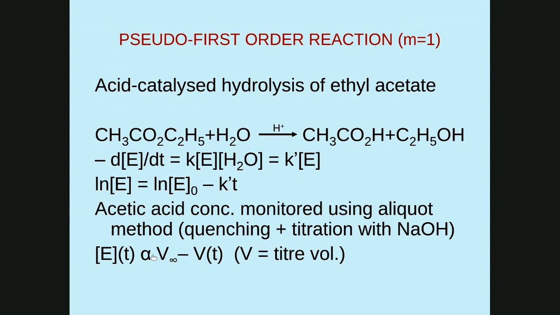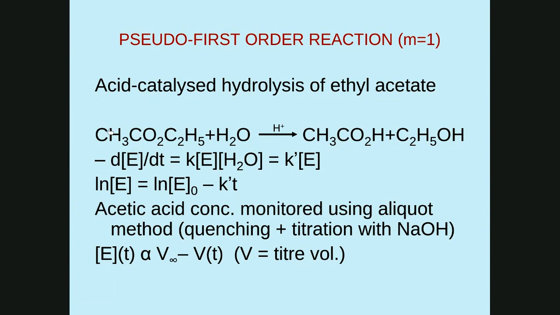If you plug that proportionality into the integrated rate law, that constant will cancel out on both sides, and you're left with ln of (V infinity minus Vt) equals ln of (V infinity minus V at 0), where V at 0 should be the titer volume corresponding to pure hydrochloric acid, minus the rate constant times t, right?